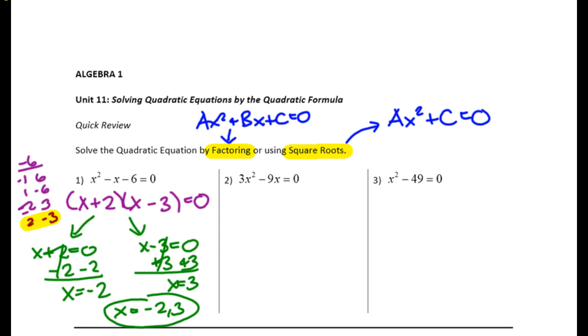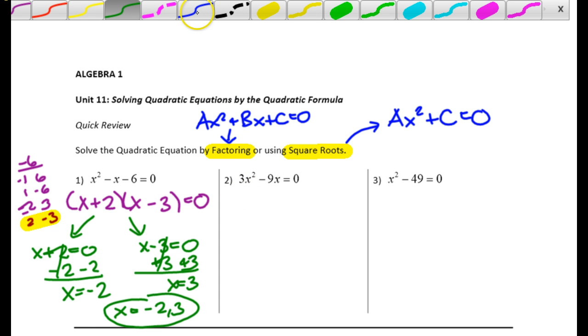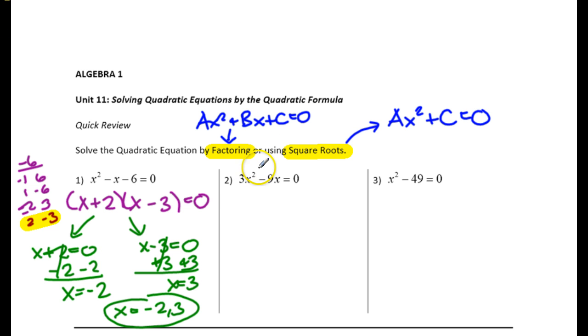I'm factoring out, I'm taking something out. What I can take out of both of these, I can divide both numbers by 3, and I can also take an x out of both. So I'm going to divide a 3 and an x out of both terms. 3x squared divided by 3x is just 1x. Negative 9x divided by 3x is negative 3. And that equals 0. So that's the only way I can factor that one.